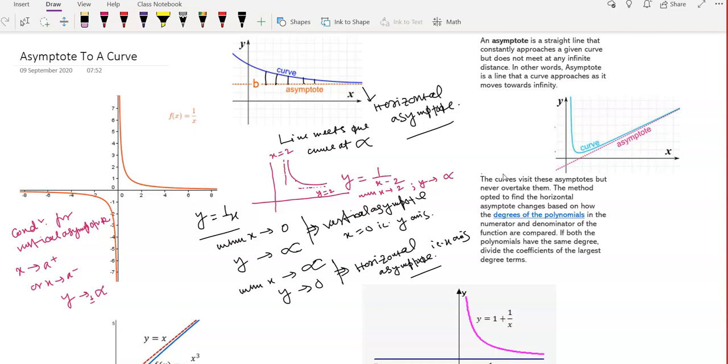Okay. So when x tends to 2, y tends to plus infinity, it implies that x equal to 2 is a vertical asymptote over there. Is there any horizontal asymptote there? What is the condition for horizontal asymptote? That when x tends to infinity, y tends to 0.